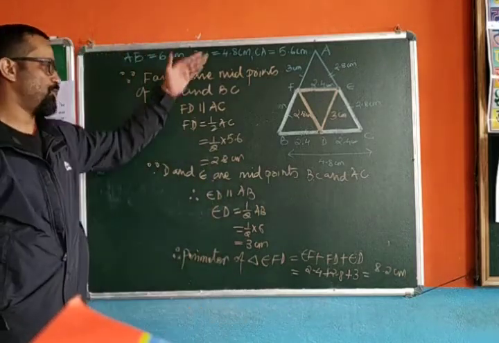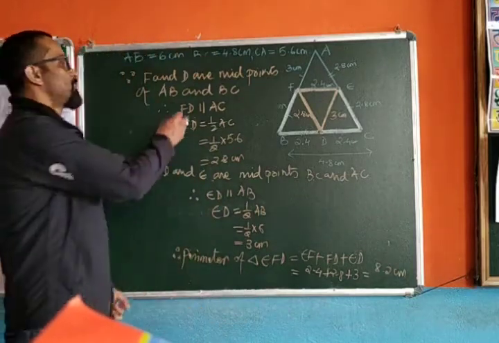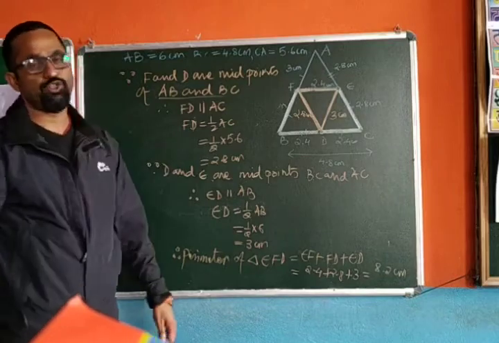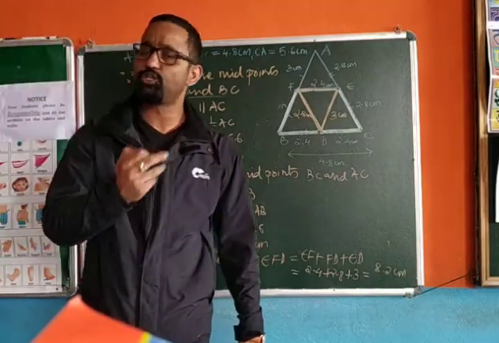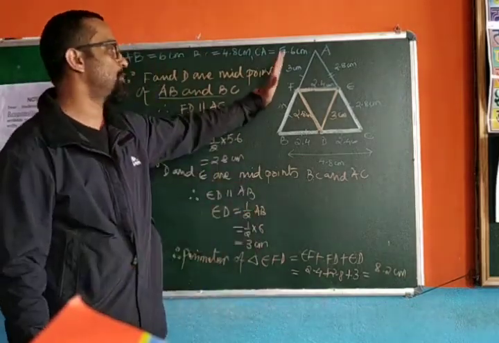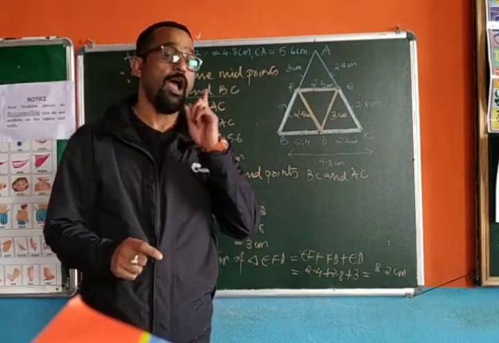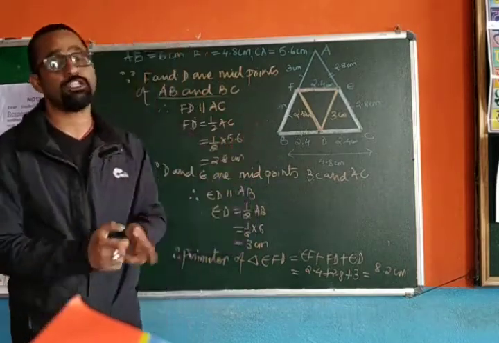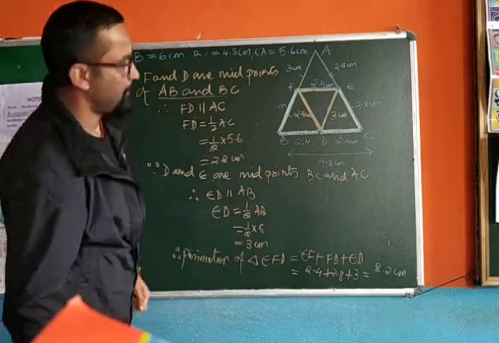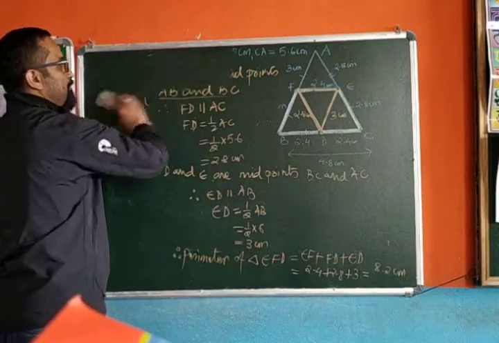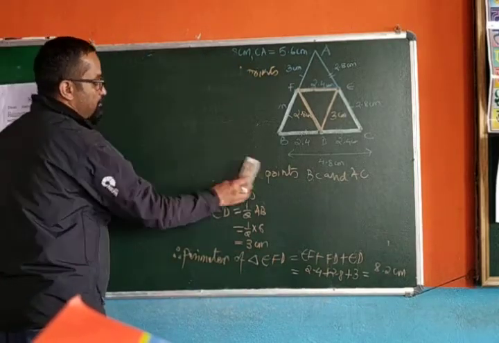Only the application of theorem. You don't have to write down the theorem, you just remember the line joining the midpoint of any two sides of the triangle is parallel to the third side, and it is half of the third side. So this is the application of midpoint theorem to calculate the perimeter.